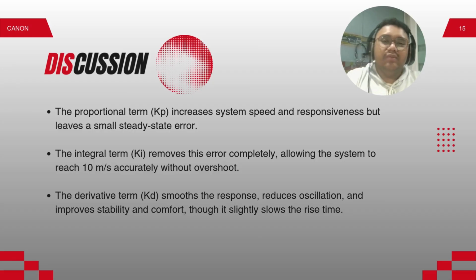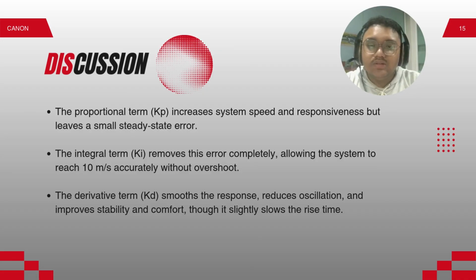Finally, the derivative term KD helps smooth the response. It reduces oscillation, improve damping, and increase overall stability and comfort. The only trade-off is that it slightly slow down the rise time, but the output become much more controlled. So overall, each term contribute differently. KP improve speed, KI improve accuracy, and KD improve smoothness and stability.